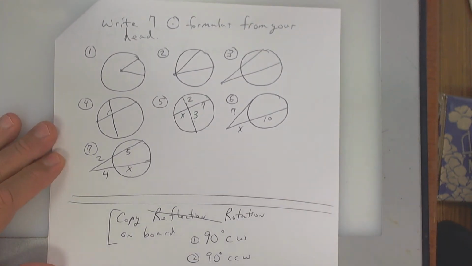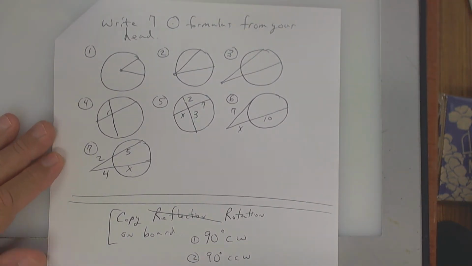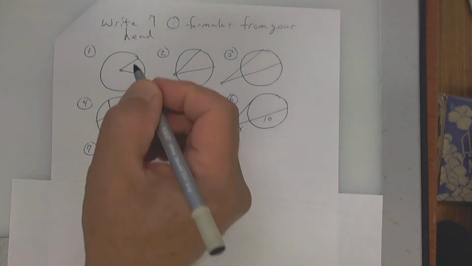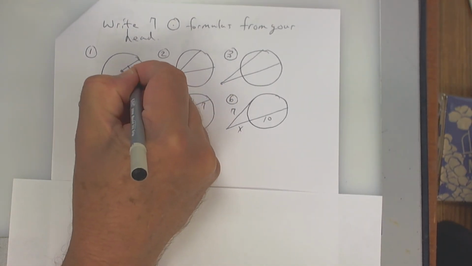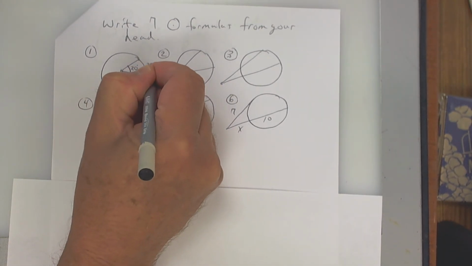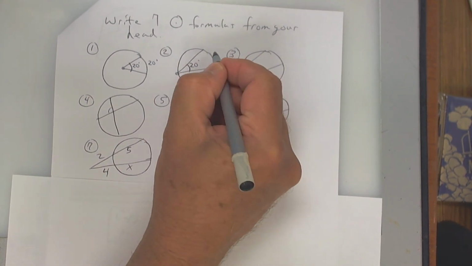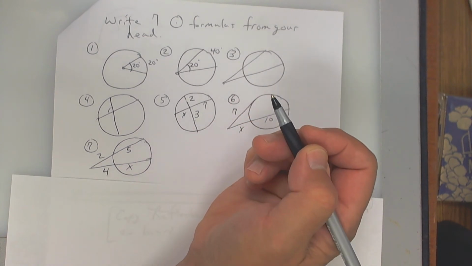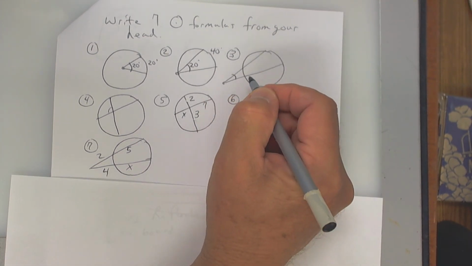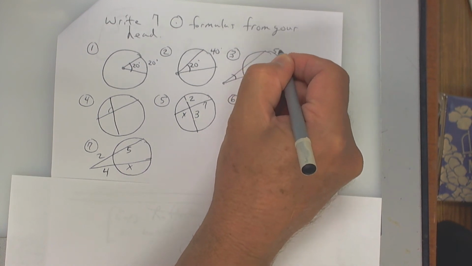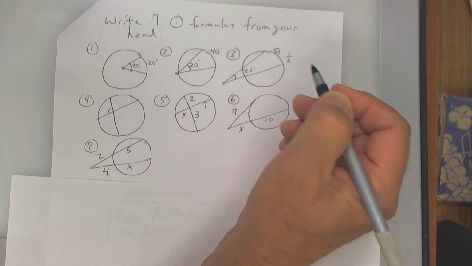So in geometry, I want you to write all 7 formulas from your head. All right, well, this one is the angle is equal to the arc. This one is the angle is equal to half of the arc. This one is the angle is equal to half of the big arc minus the little arc.